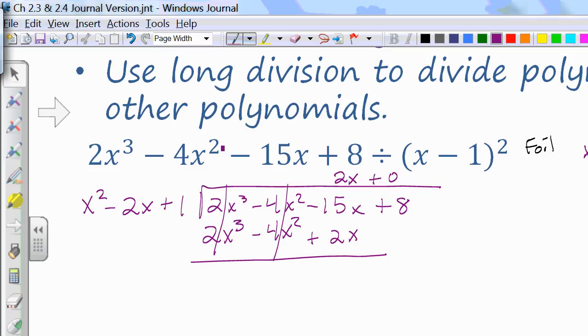Okay, so now we have 2x plus 8. That does not fit, right? I can't multiply x squared by anything to get 2x. So my answer is 2x plus, because this becomes my remainder, (2x plus 8) divided by x squared minus 2x plus 1.